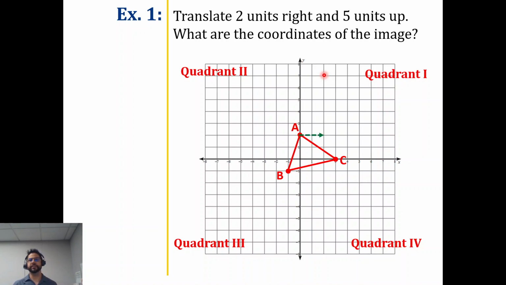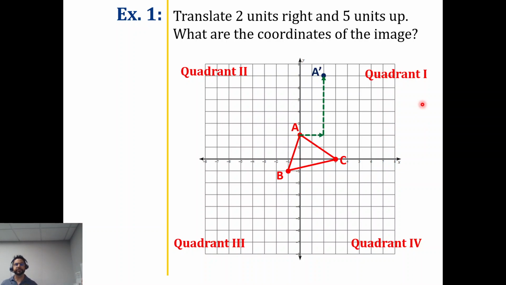So if I move right 2, up 5, again, that's good notes, but we're not actually going to drag it and put those marks on our actual assignment or assessment. It's just showing you the directional counting. Right 2 and up 5. Put a nice little dot there. We're going to label it A prime.